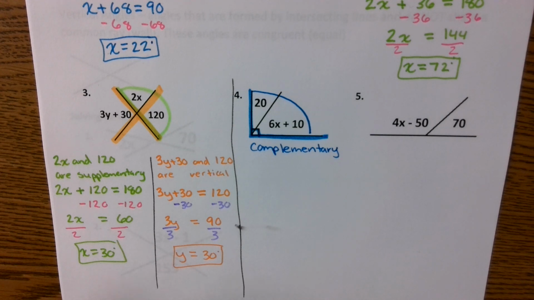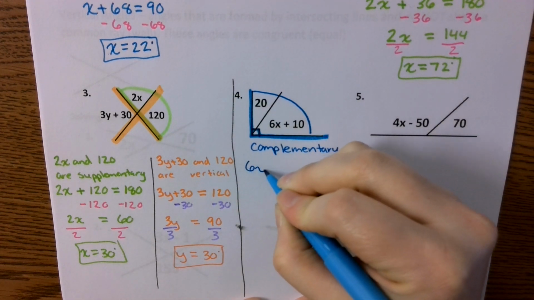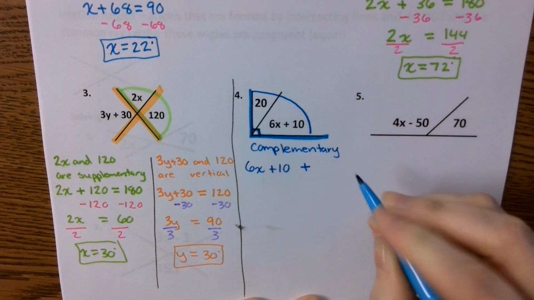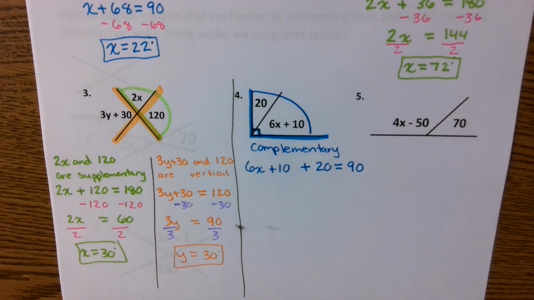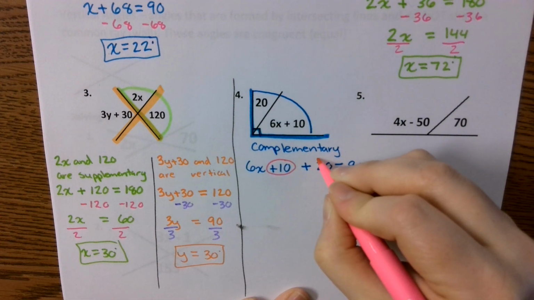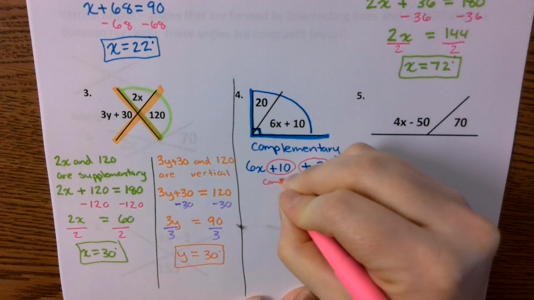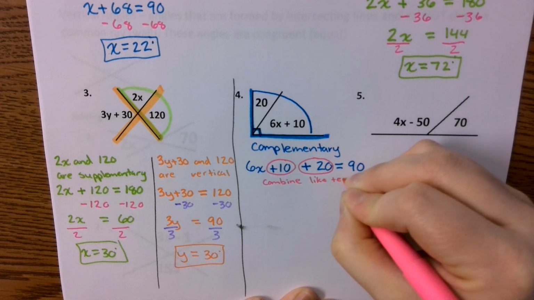Typically speaking, I always advise that you write your variable angle first. So that would be the 6x plus 10. I'm going to write that first. And then I'm going to add that angle with the 20-degree angle, and it should be equal to 90 degrees. So in a situation like this, the first thing that you need to do is combine your like terms. So we have the plus 10 and the plus 20 that we can combine together.